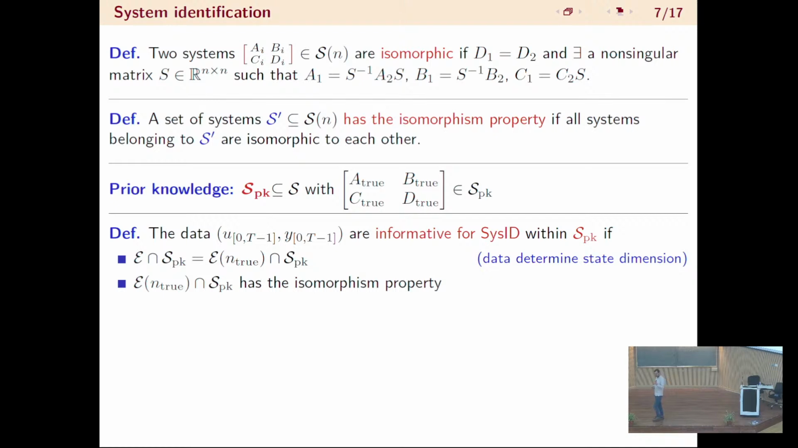I did assume that the true system is minimal, but here I didn't assume anything about the system. So this is the data. But I'm going to choose SPK as a subset of minimal systems in this talk. You see, I can choose, for instance, SPK equal to S. Not a subset, but equal. Then it is not possible.